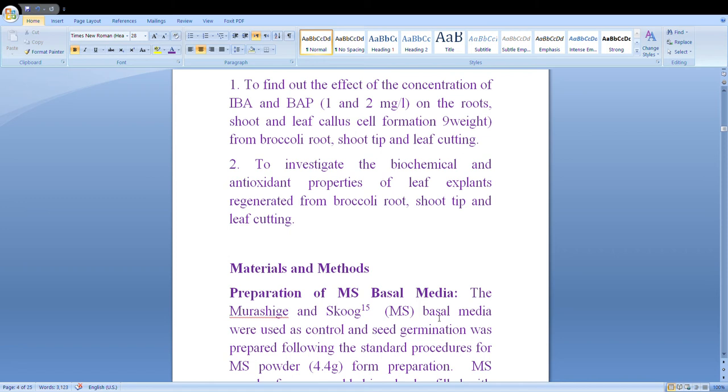So usually, for broccoli, farmers are using the seed to grow the plant, but in the laboratory, we use the roots, small roots, root tips, shoot tips, and leaf cuttings. We have produced the plant. Okay, this is the introduction.